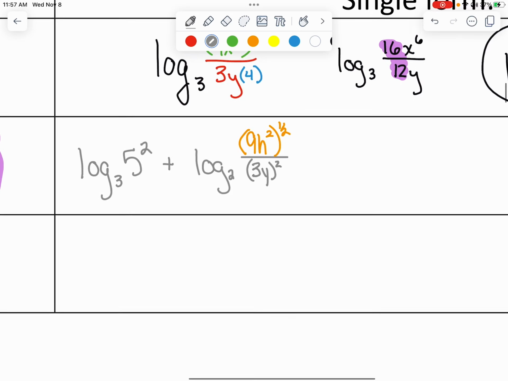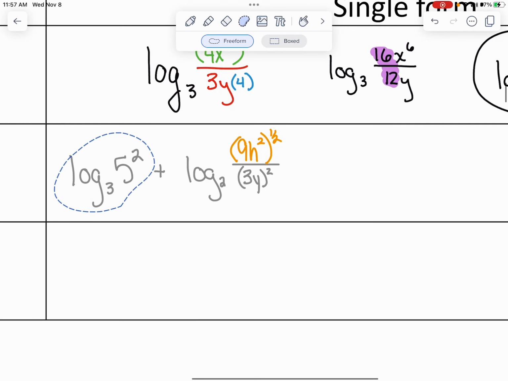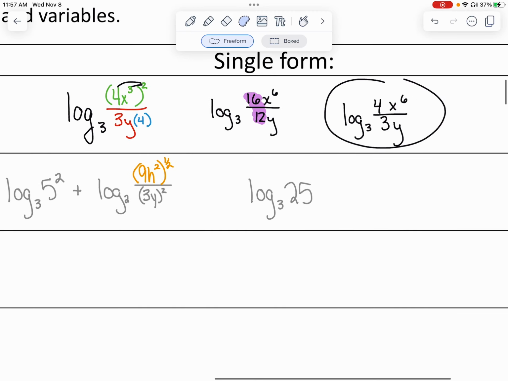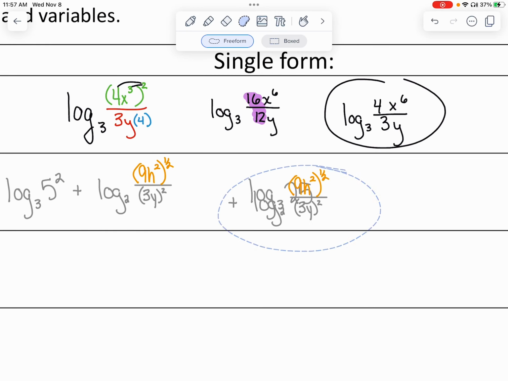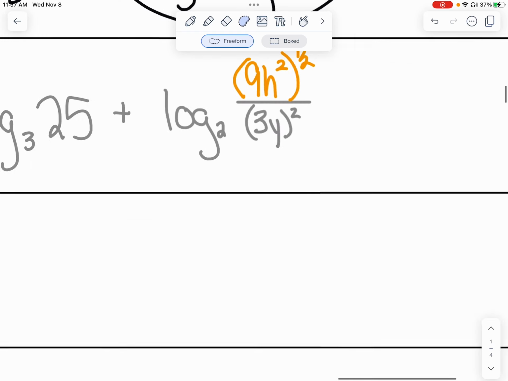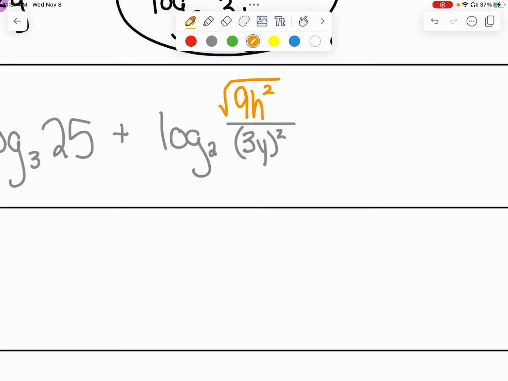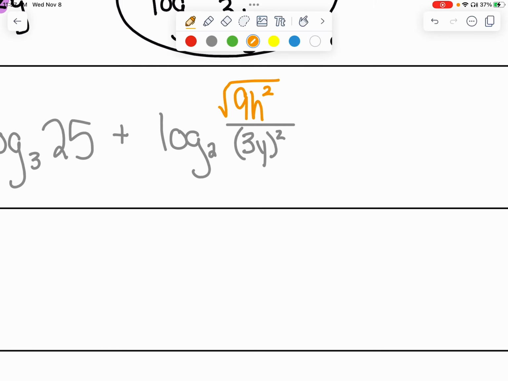The first one simplified, this one right here, I'll just duplicate it real quick. I know that 5 squared is really 25. This one's all done. This one simplified is going to be a little bit more of a challenge, so let's just go slowly. We're going to also have to draw upon your chapter 6 skills here. Do you remember that a power of 1/2 actually means square root? Well, what is the square root of 9? 3. What is the square root of h squared? h. So that's 3h. Please rewind that if you need to see that happen again.